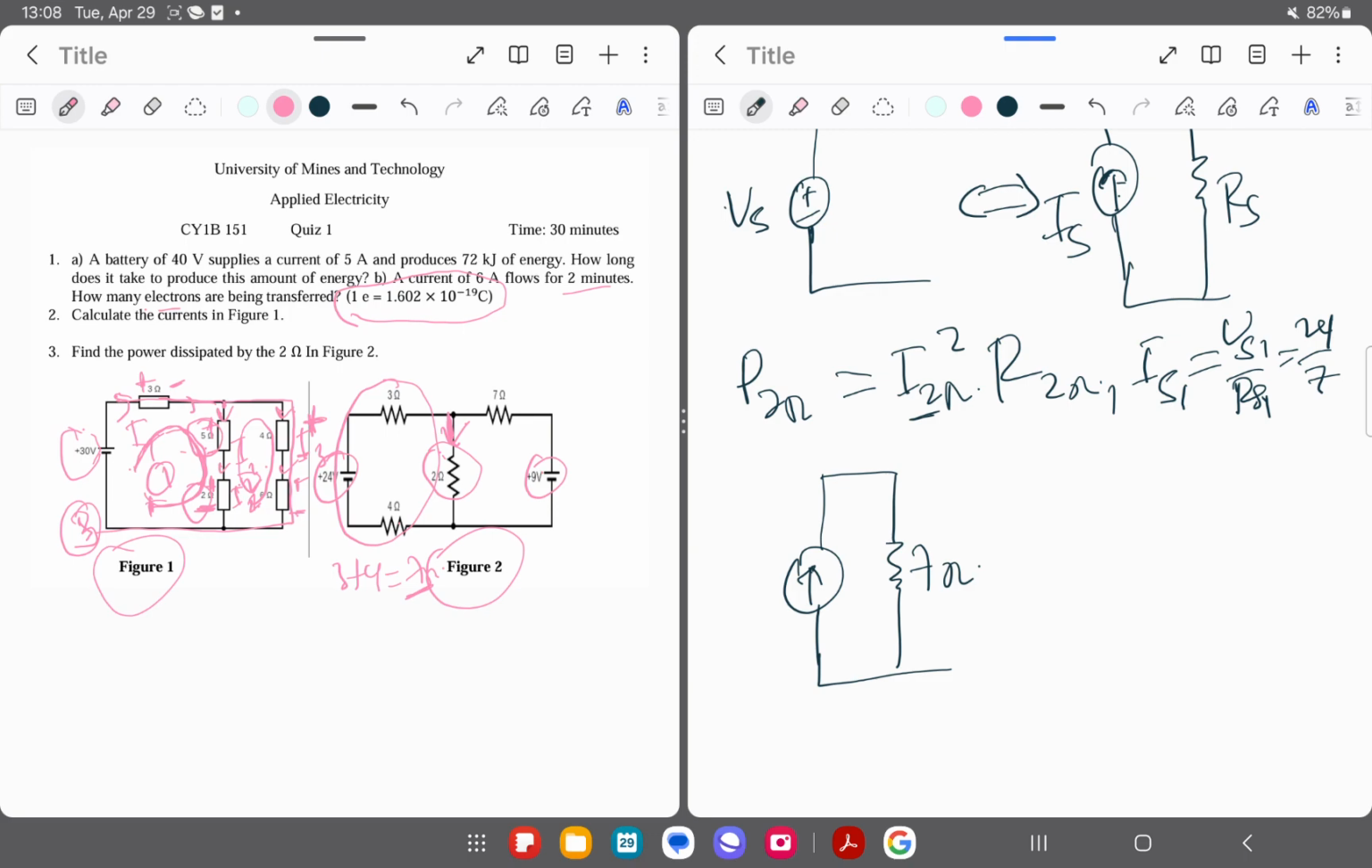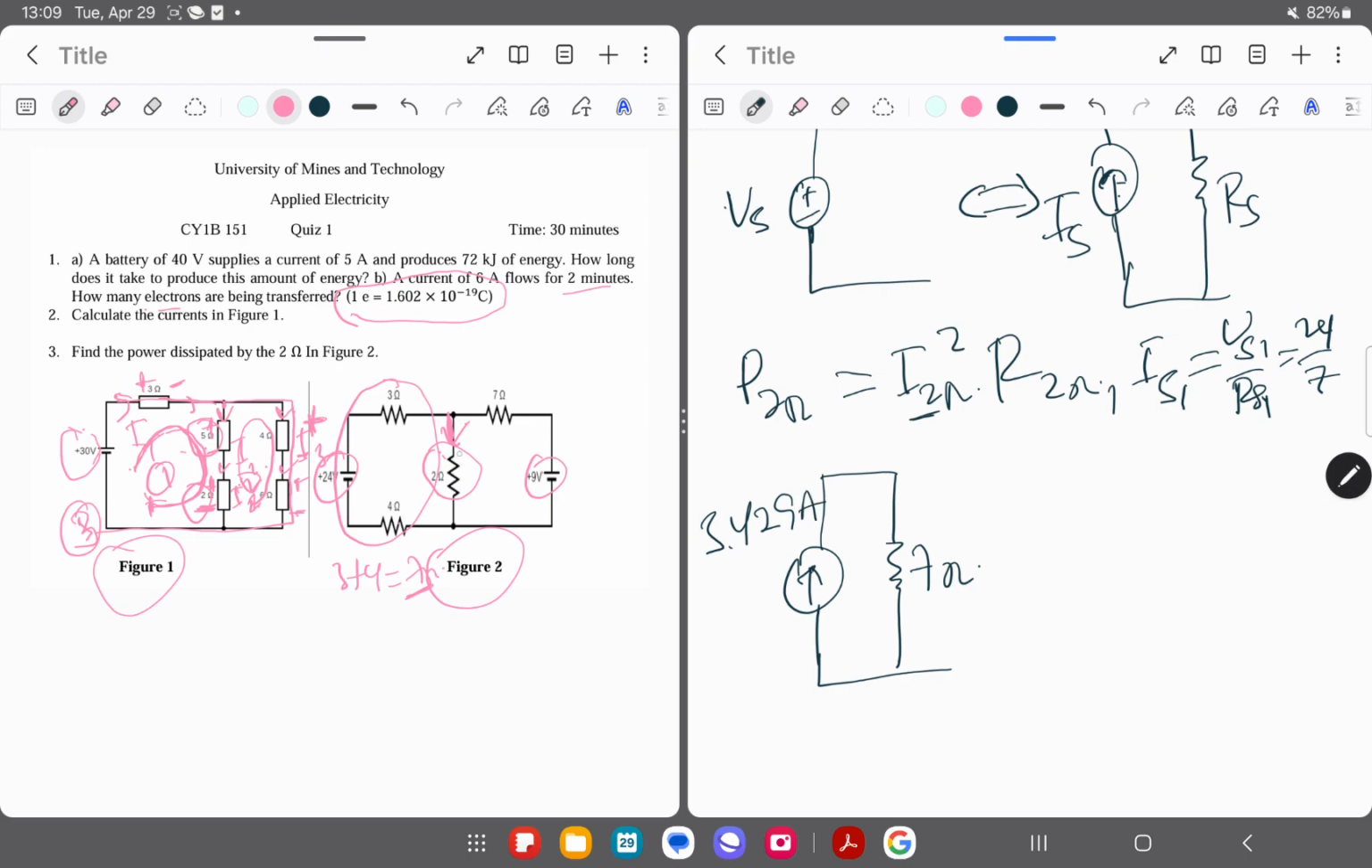Sorry, you have 24. No, it's 24 divided by 7. That will give us 3.429. Let me write this way: 3.429 amps for this.